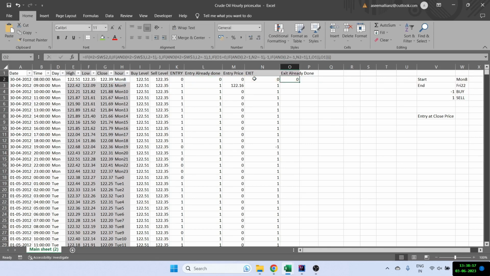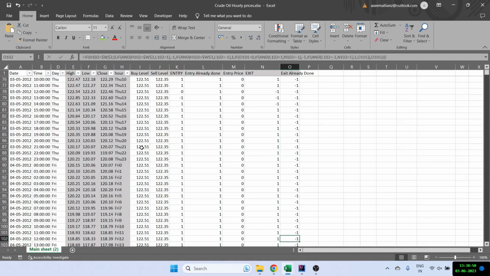Yeah, so let's check if everything is working fine. All right, seems to be working. Let's see. What it's saying is that this is where the exit comes. Why? Because the 122.51, which is the buy level, was hit by the high price here. So yes, 122.68 is above 122.51, and that is why it has given me an exit at -1. And once I've taken the exit, it keeps showing me -1 here, right?